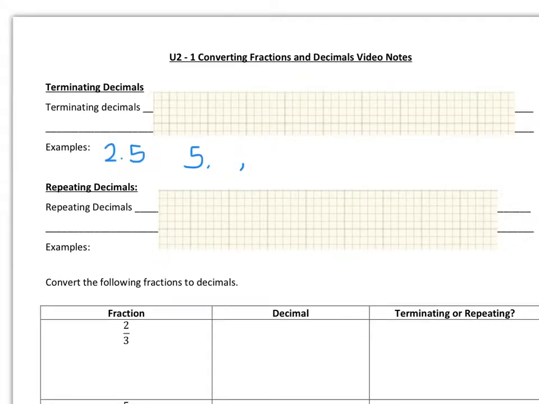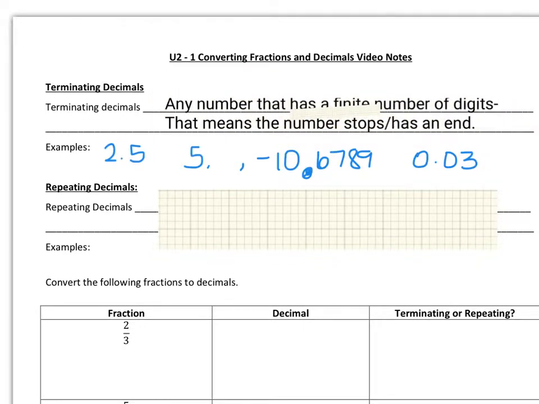-10.6789 is a terminating decimal. That should be a decimal point because there's nothing after the 9. And one more example, 0.03 is a terminating decimal because, again, we don't have anything that shows us that there's a number coming after. This one stops at 5, this one also stops at 5, this one stops at 9, and this one stops at 3. So let's take a look at the definition of a terminating decimal.